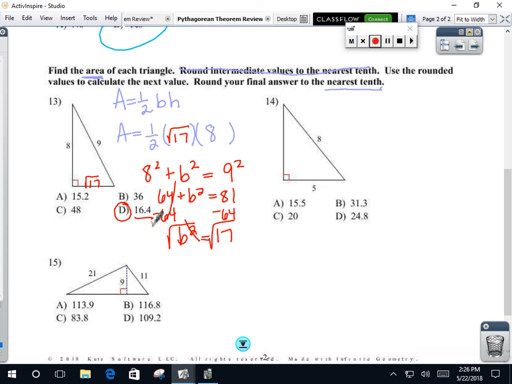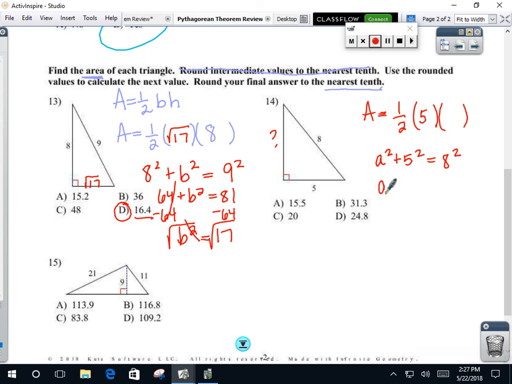All right, number 14. We're trying to find the area of this triangle. So we do 1/2 of the base and the height. Which one do we have? That's the base. The height is currently unknown. But since we also have the hypotenuse and this is a right triangle, we can use Pythagorean theorem to find that missing side, which will be your height.